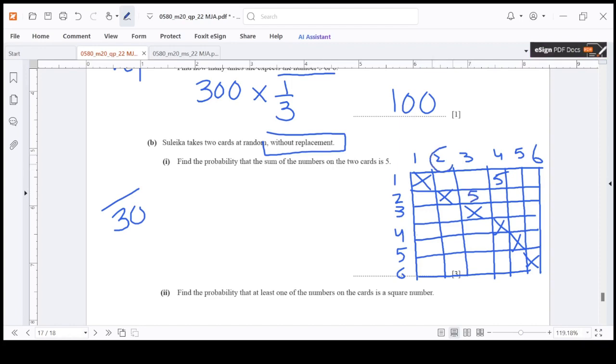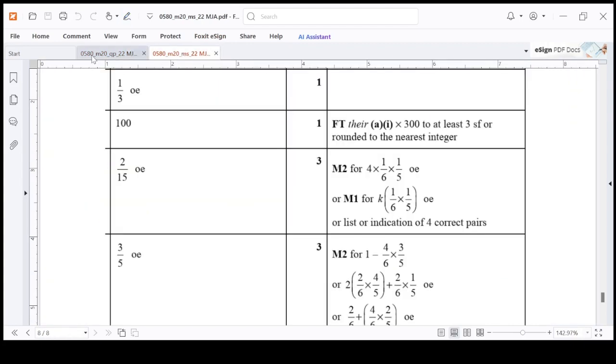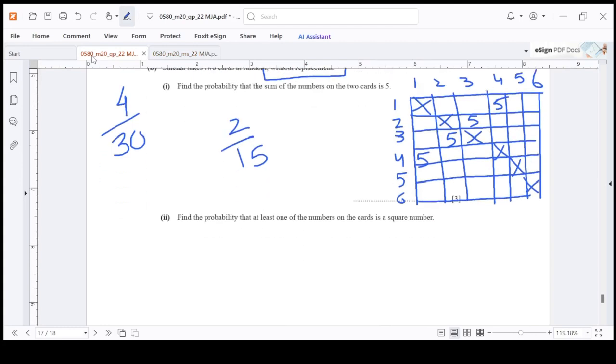Then we get a 5 if 2 and 3 is drawn. Then we get a 5 if 4 and 1 is drawn. Any other way we don't get a 5. So we have 4 possibilities out of 30 possibilities of getting a sum of 5. So cancel this, it should be 2 upon 15 as the answer. Yeah, it is correct.